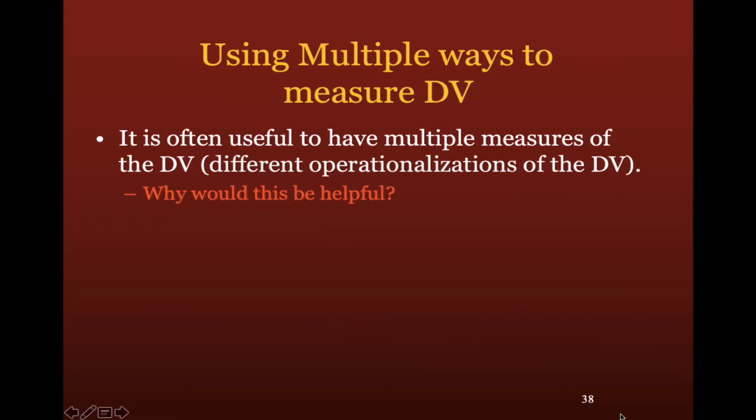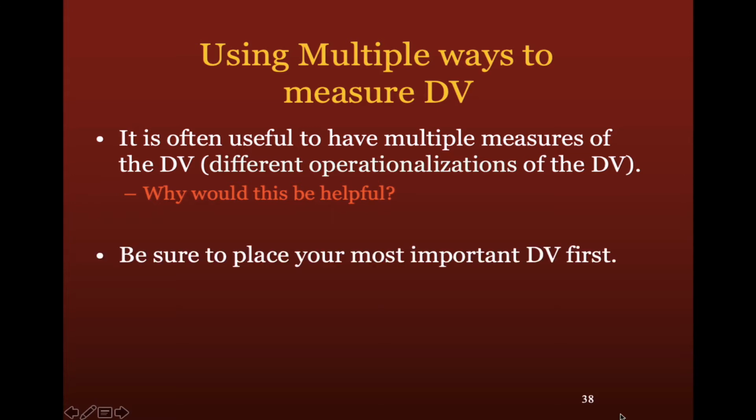You also want to think about having more than one way of measuring your dependent variable, because sometimes if you only have one way, that might be problematic. You want to have multiple measures of the dependent variable. This goes back to the idea of conceptual variables, right? You may have a conceptual variable, and if you only measure it one way, it may only tap into some smaller component of that conceptual variable. You want to have multiple ways that get at various components of that conceptual variable.